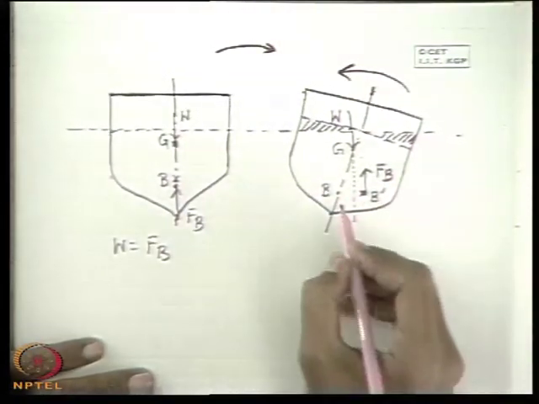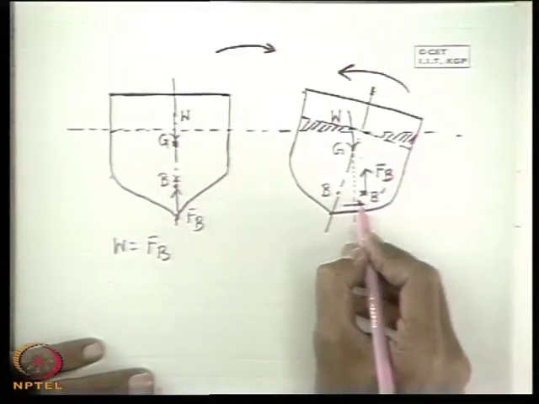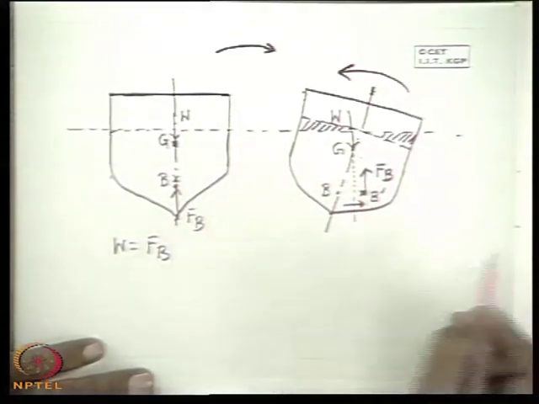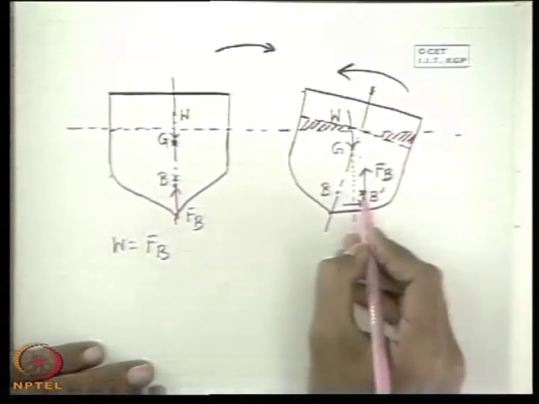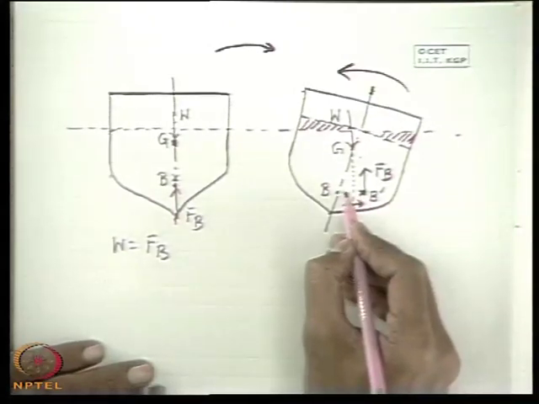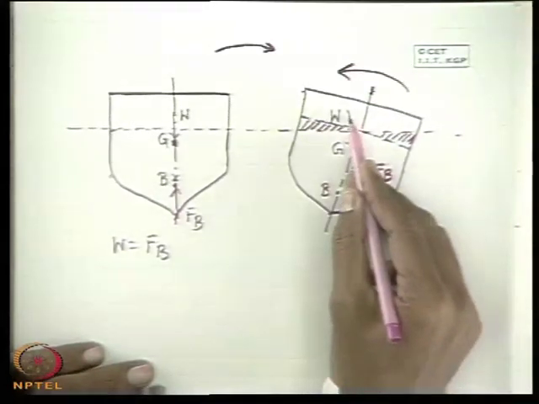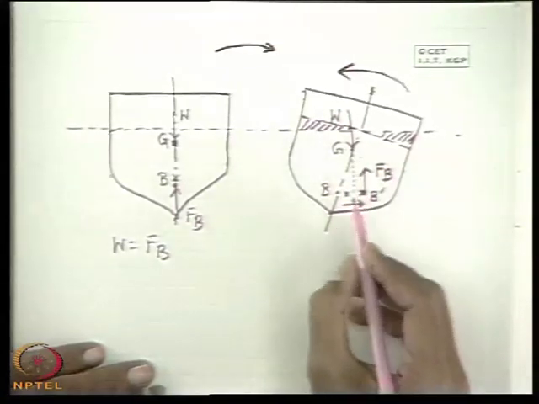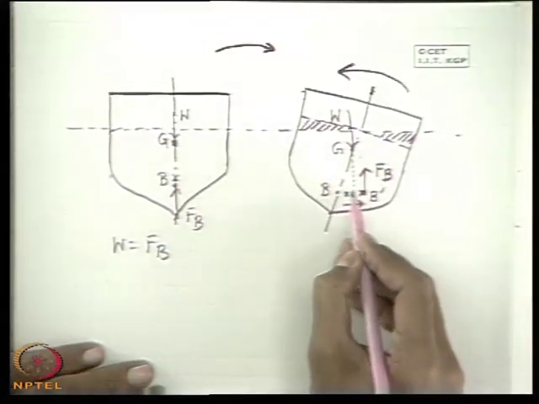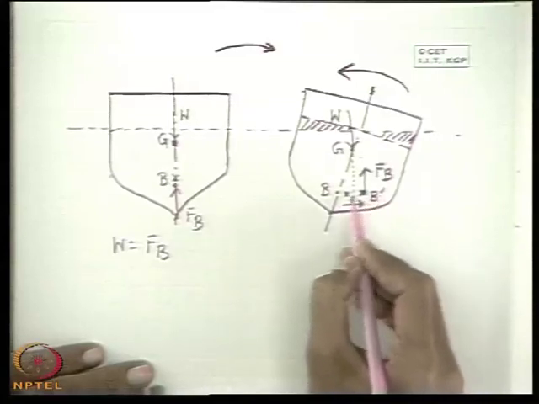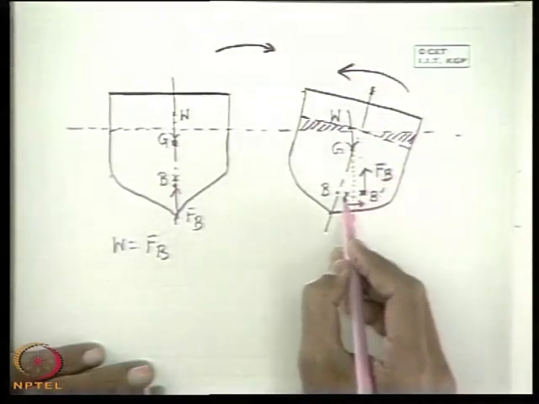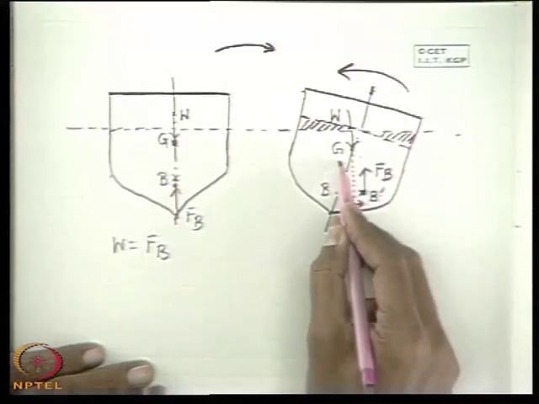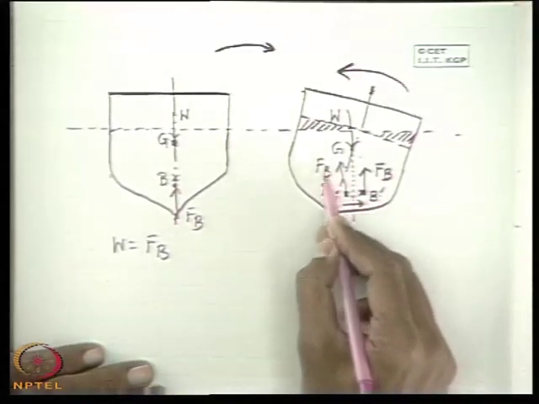But can we tell always, if B shifts in this direction, just common sense you tell, that there will always be a restoring moment? No. If this B dash comes here, that means if I draw the vertical line from the center of gravity, and if B cannot cross this vertical line towards the direction of the heel, then it cannot create a restoring moment. So long as it is here, this force will always create an overturning moment.